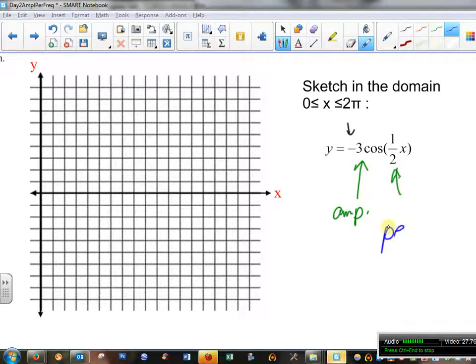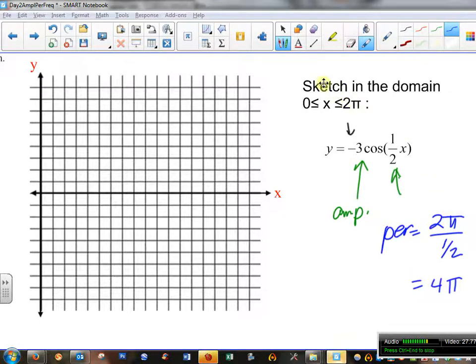So let's begin by calculating the period. The period is equal to 2 pi over the frequency. That's 2 pi over 1/2. Oh heavens, there's a fraction. We'll do a keep change flip. We'll get 4 pi. So my period is 4 pi.